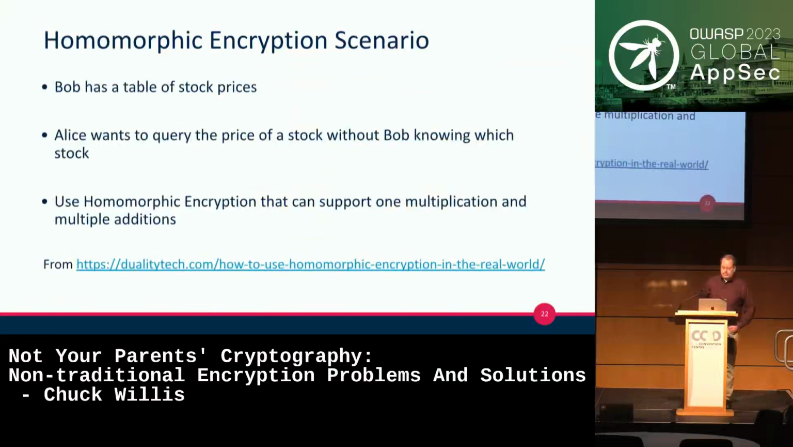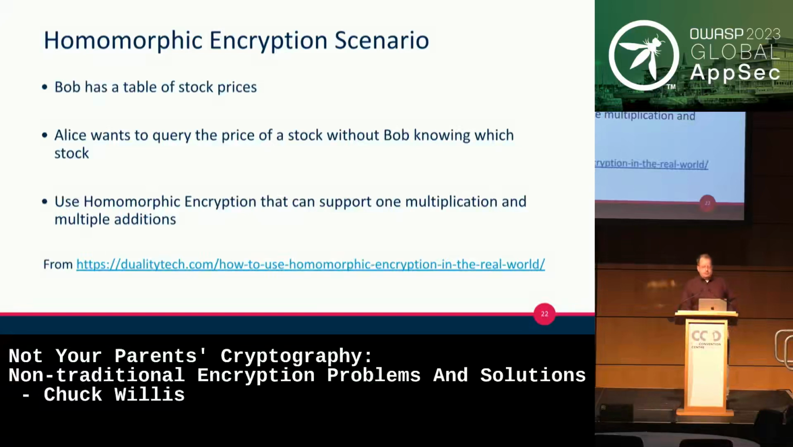Okay, so another example of this that I found really helpful was from this blog post that I linked here. And the idea here is, how could you actually use this in practicality? Think of it as Bob has a table of stock prices and Alice wants to query and say, okay, I want to know the price of a particular stock, but I don't want Bob to know which stock it is that I'm querying. So it seems like kind of an unsolvable problem, at least not without just pulling down all of the data.